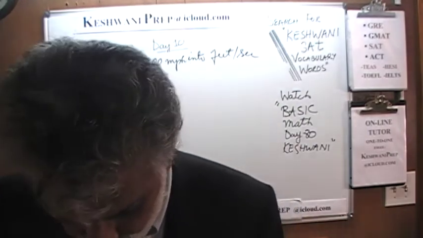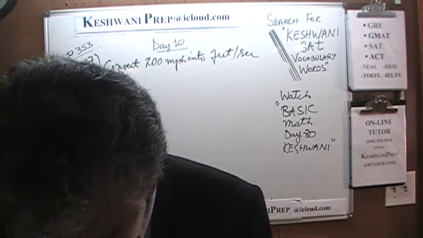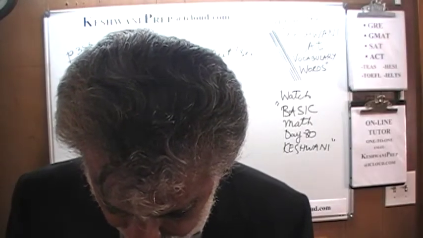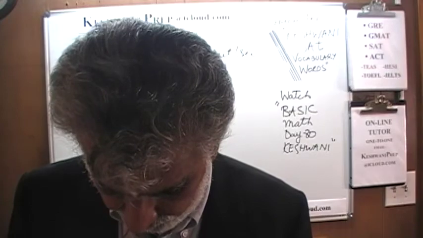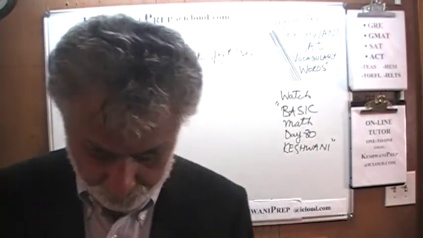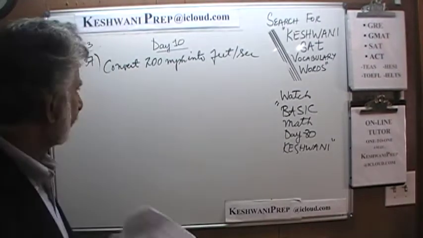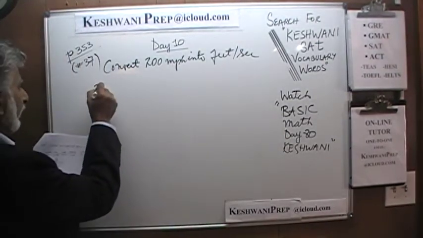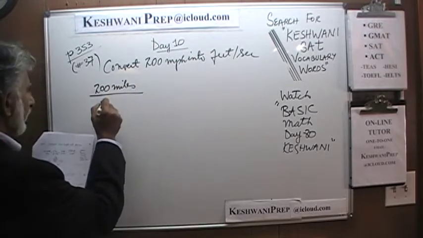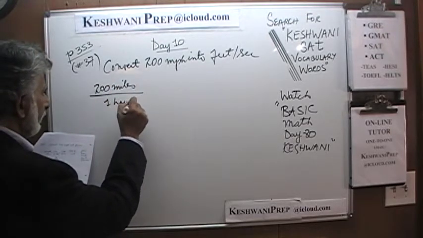And question number 37 says, what is the falcon's maximum speed in feet per second? Round to the nearest whole number. So we're going to round to the nearest whole number. Let's begin our story, shall we? So we are told it goes 200 miles per hour, 200 miles in 1 hour.